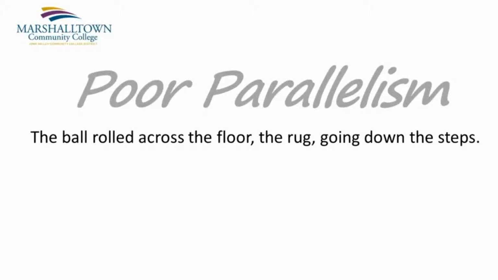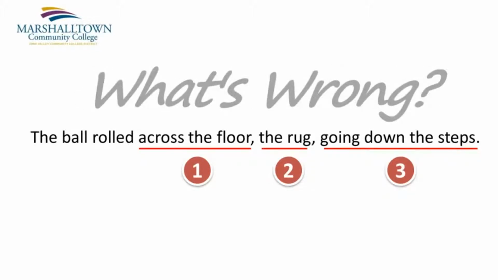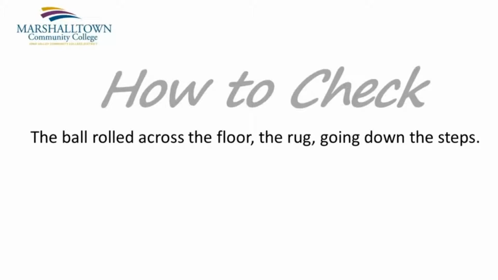Notice how this sentence sounds awkward and clunky. That's because the sentence is no longer parallel. Can you spot where the problem is? Sometimes the error can be a little tricky to see. That's why I like to use this simple method for identifying faulty parallelism in a sentence. First, identify the leading phrase of the sentence. In this example, the leading phrase is "the ball rolled."